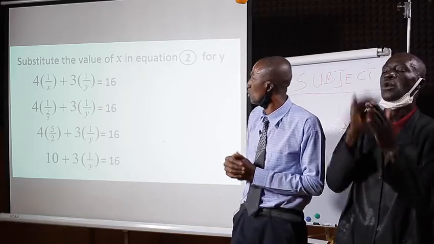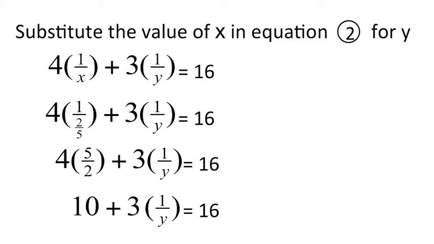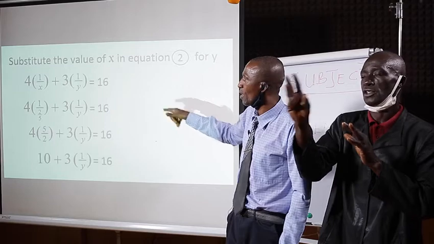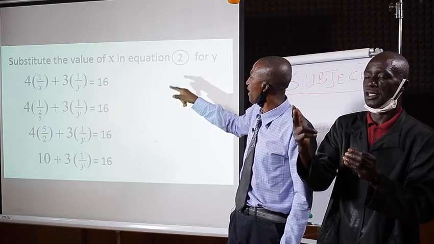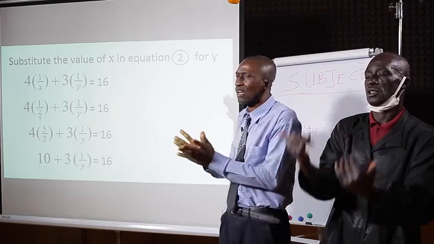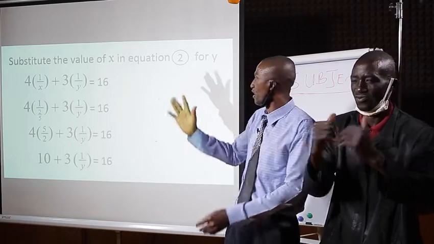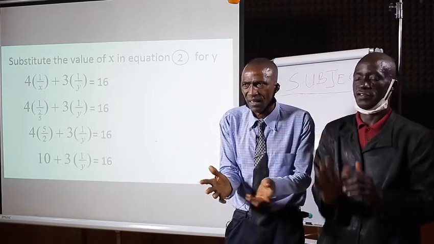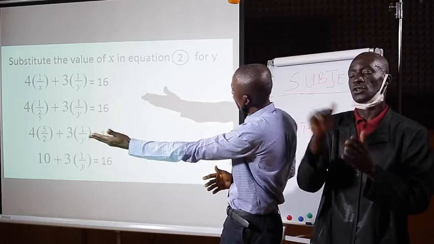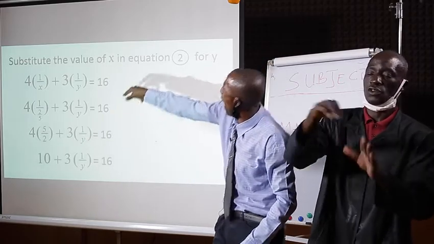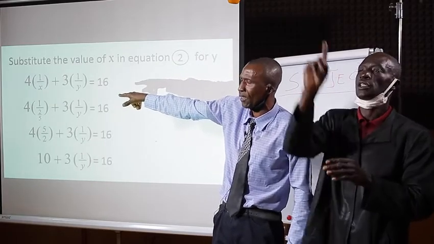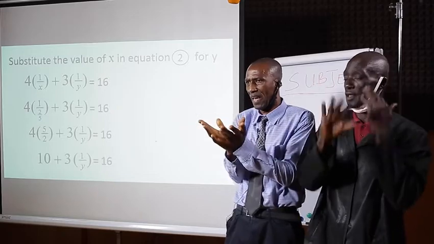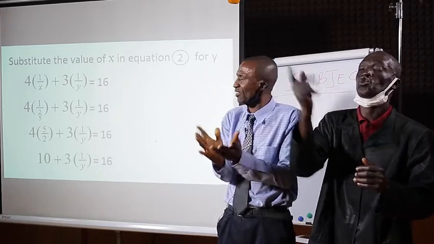Now, what is equation 2? 4 into 1 over x plus 3 into 1 over y equals to 16. Now, what is the corresponding value of x? The corresponding value of x is 2 over 5. So the first expression now becomes 4 into 1 as the numerator, then the denominator is the x there. And what's the value of x? 2 over 5.